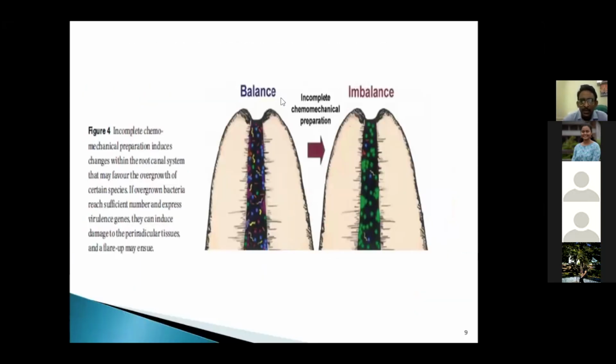The incomplete chemomechanical preparation induces changes in the root canal system, which may favor the outgrowth or overgrowth of certain species. And when the virulence and the pathogenicity of these bacteria, which are remaining behind in the root canal, overgrow and supersede the host immune response, then they cause imbalance and periradicular pathology, which will ultimately result in inflammation, pain, and swelling.